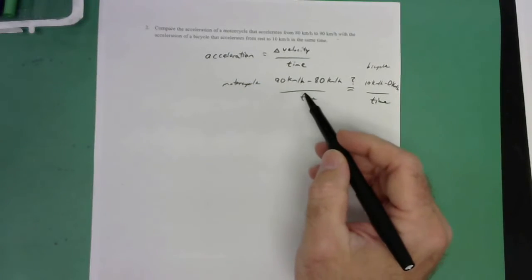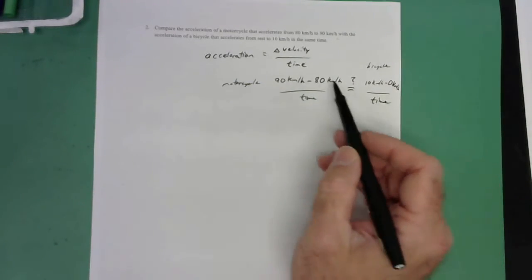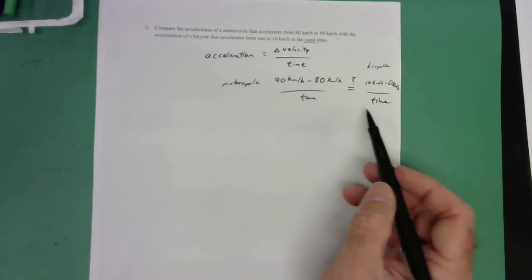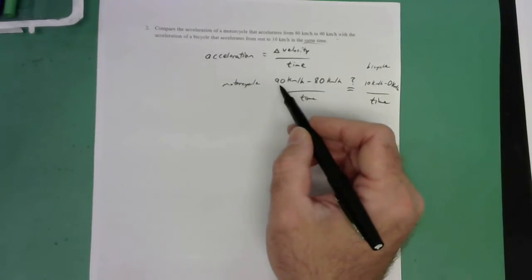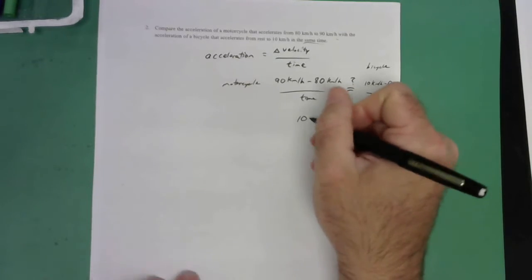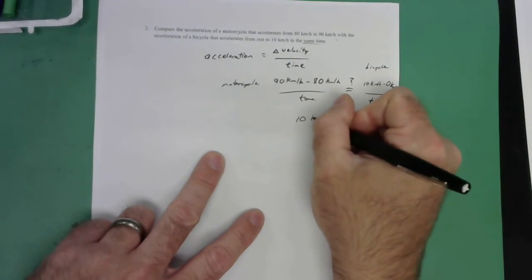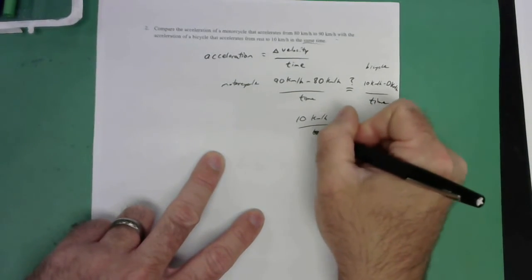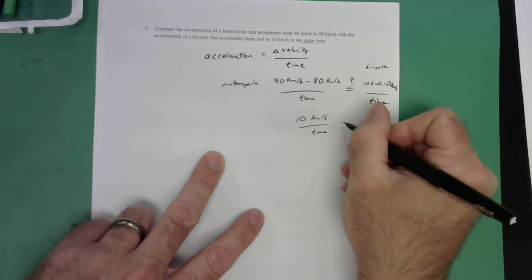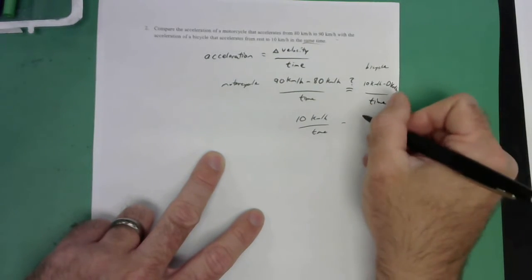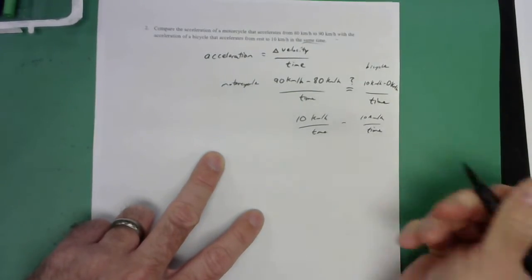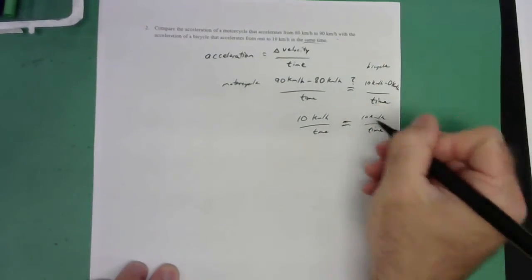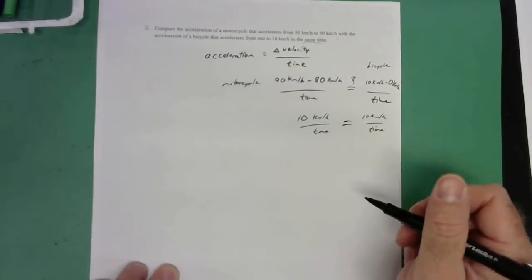And so you're going to say, hey, the time they tell you is the same. If it's the same time, these denominators would be the same. 90 minus 80, that's going to give me 10 kilometers per hour over how much time it took. Whereas the other one is going to be 10 minus 0, that's 10 kilometers per hour over the time that it took. You say, hey, those are the same. These are, in fact, the same. They have identical accelerations.